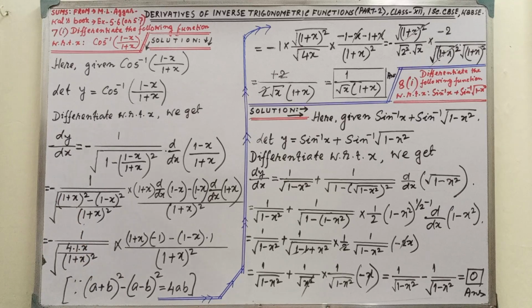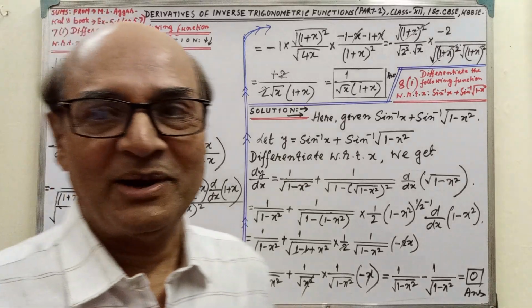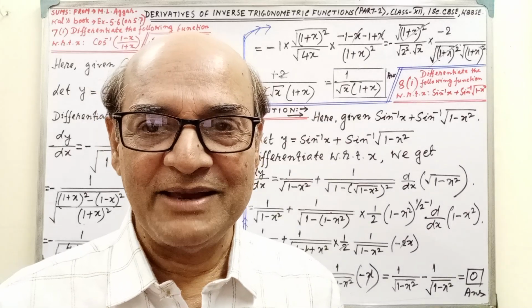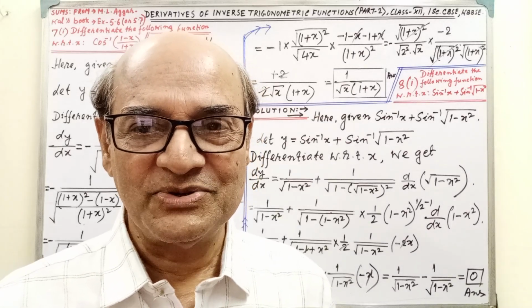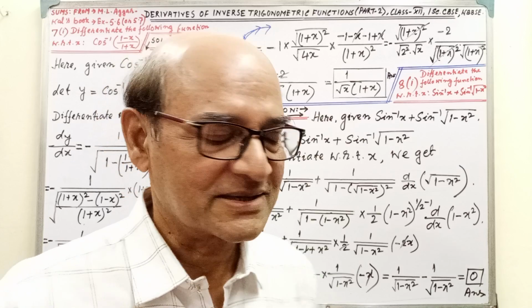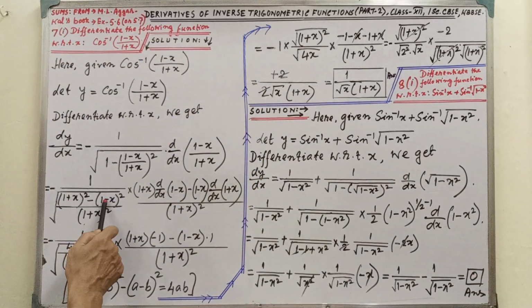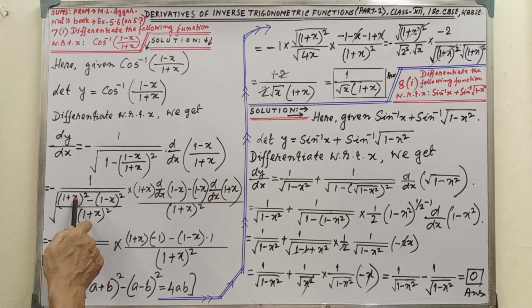Now again we have to remember the formula of what you have learned at class 9. (a plus b) whole square minus (a minus b) whole square. Jishnu, 4ab. Yes, 4ab. That is (a plus b) whole square minus (a minus b) whole square equal to 4ab. In place of a, here is 1. In place of b, here is x. So it will be 4 into 1 into x divided by (1 plus x) whole square.